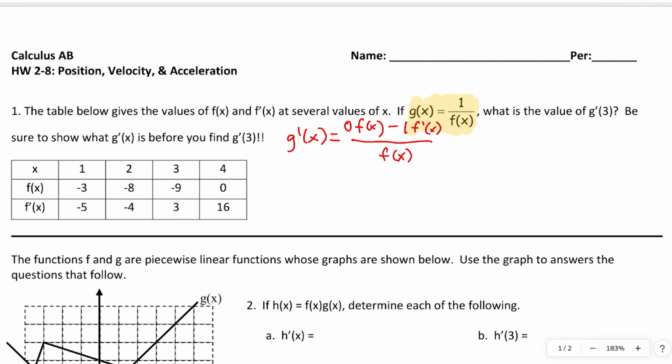Now, it is acceptable notation to put that 2 here, but just for the sake of clarity in my argument here, I'm going to write it like this. It's a little bit more blocky, but I think it'll be more obvious that I'm squaring this f of x rather than taking the second derivative of it.